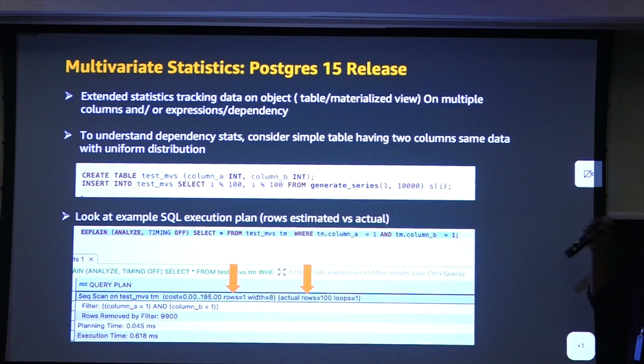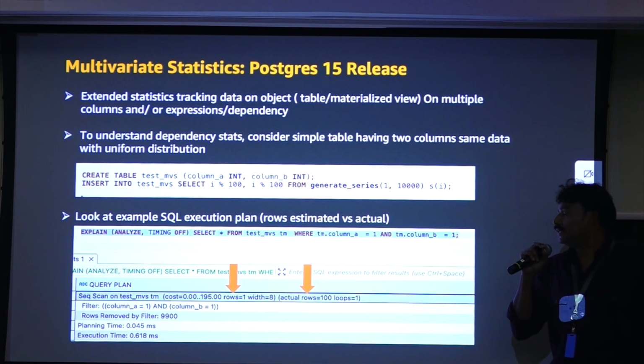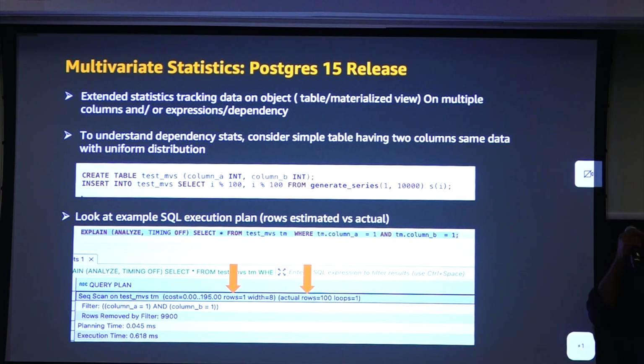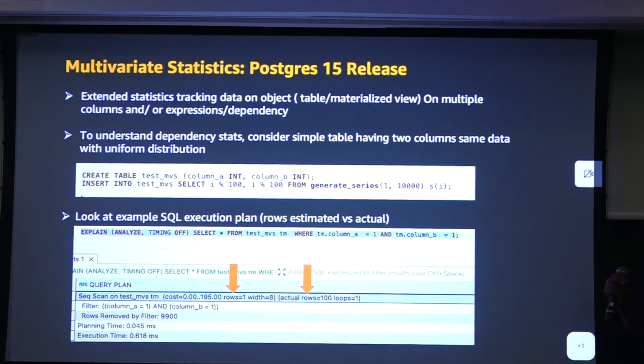To understand this, I have created a simple table with a uniform distribution. The test table has 10,000 rows, 100 values with 100 occurrences each, 100 into 100. Now I ran EXPLAIN ANALYZE on this query: select star from the table where column A equals 1 and column B equals 1. Make sure you remember this table is a uniform distribution, so both columns have equal data and equal distribution.